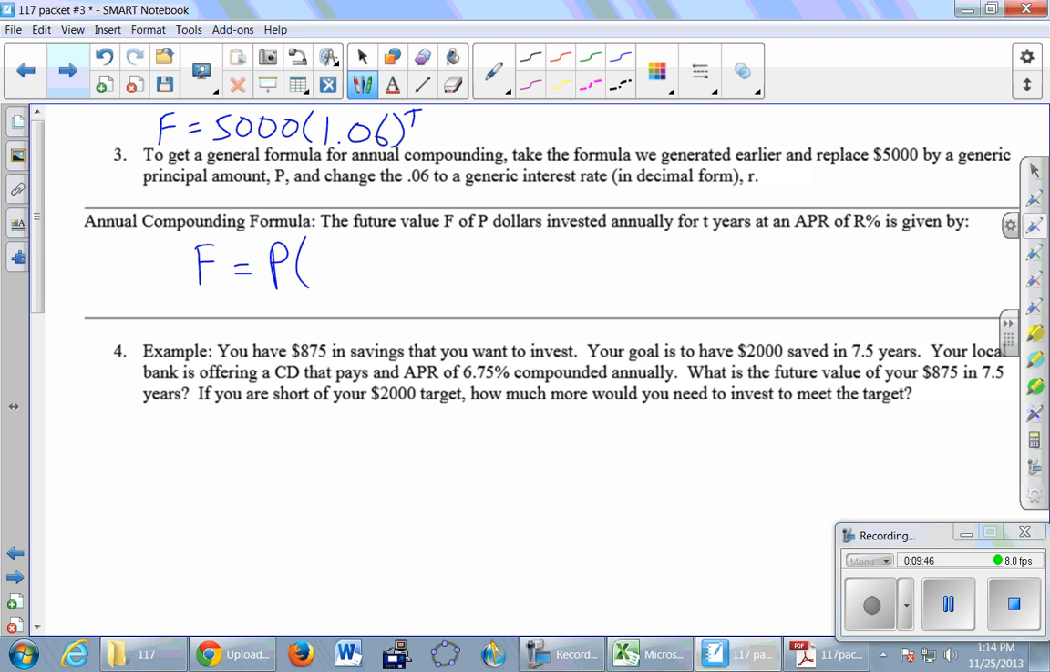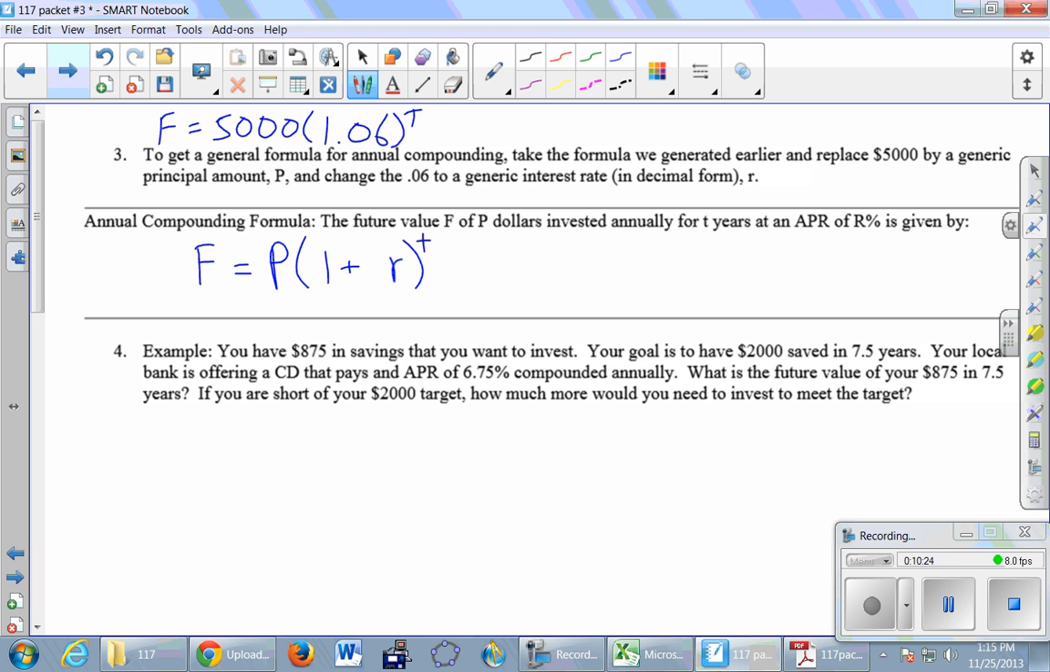Now, why was it 1.06? Because it was 6%. So we're going to call it R. So how can I write something in there with an R in it? R, okay. Plus 1, right? I mean, that's what it was. It was 1 plus 0.06. That's why it was 1.06. Exactly, 100% plus interest. And then out here, it stays the same. It's just t. So that right there is our compound interest formula.